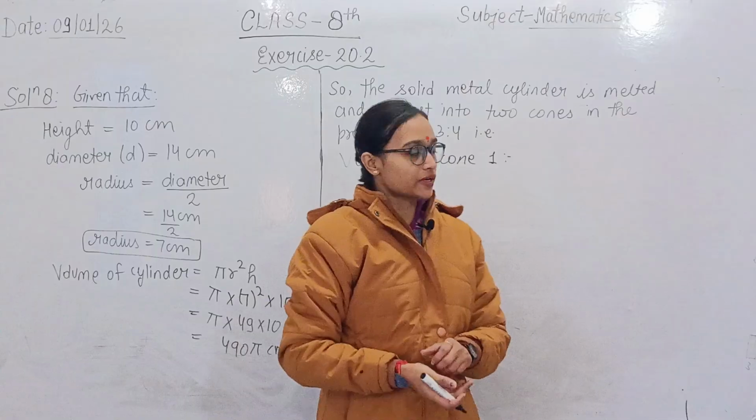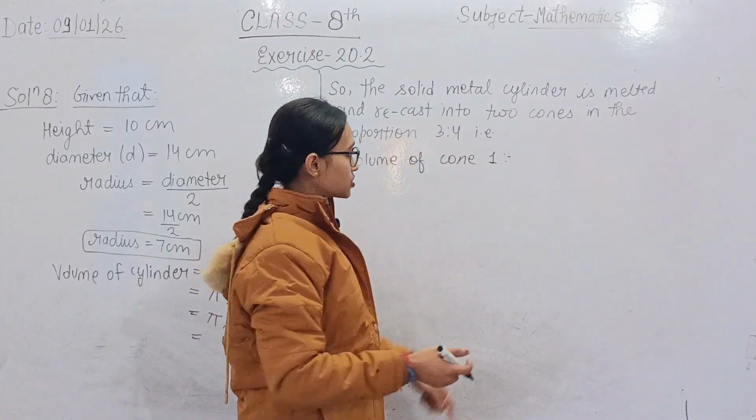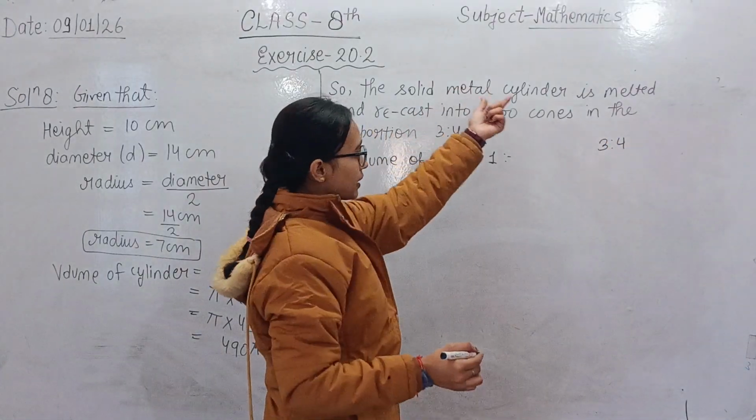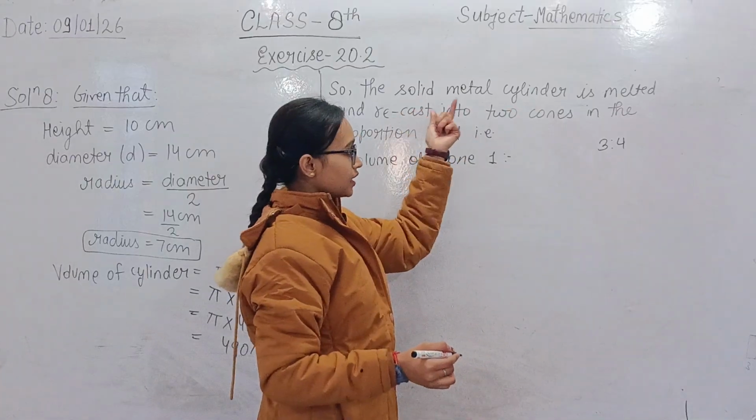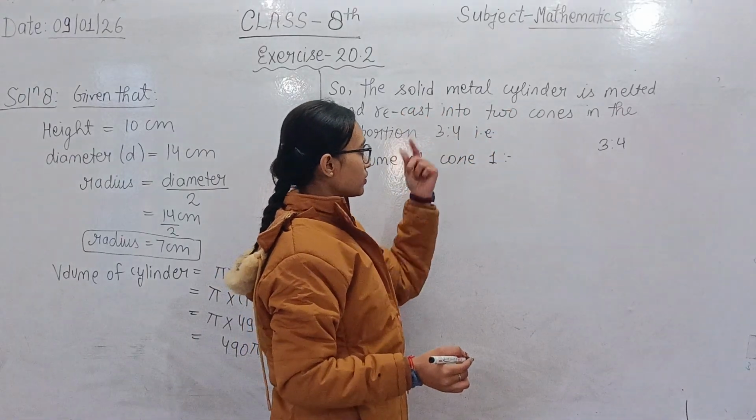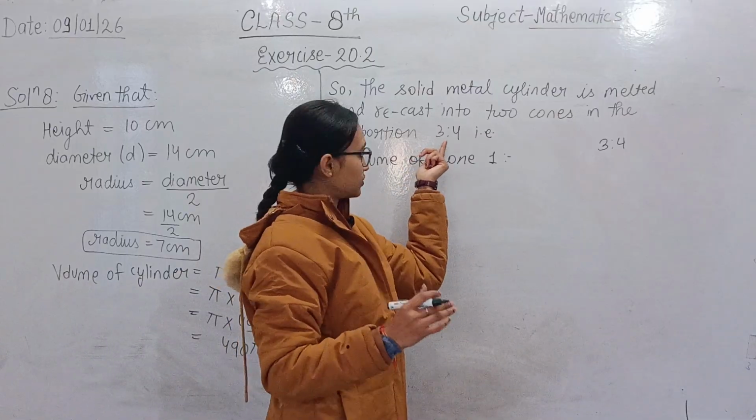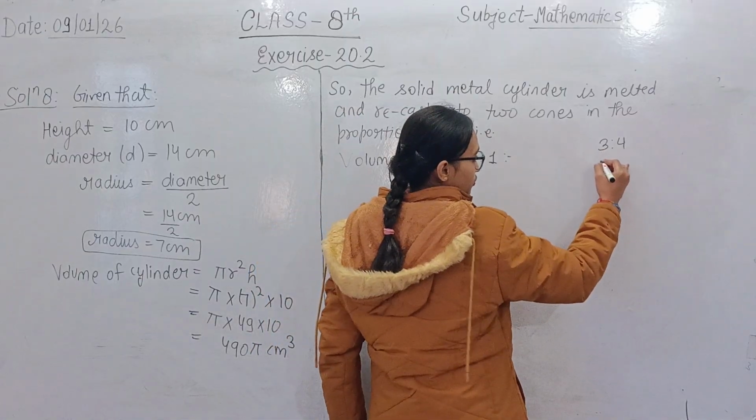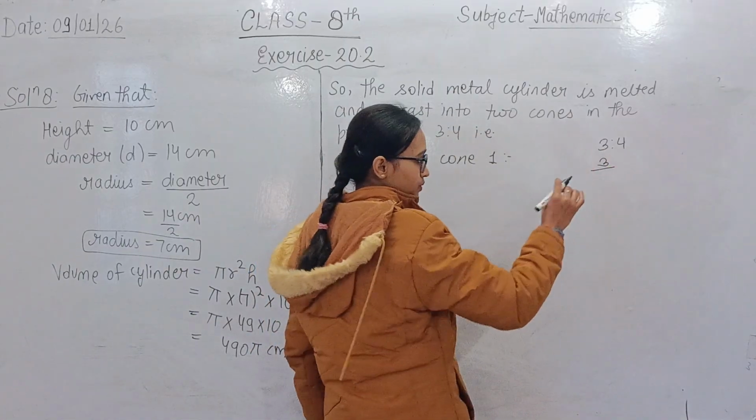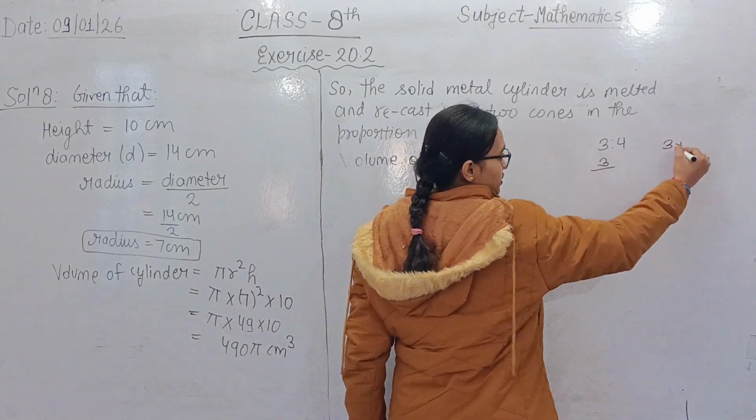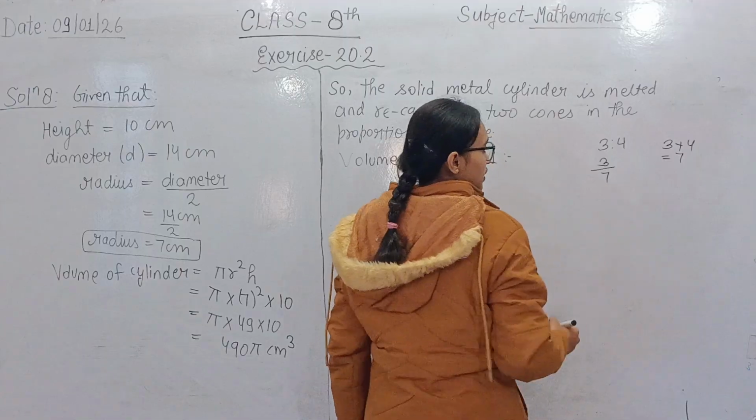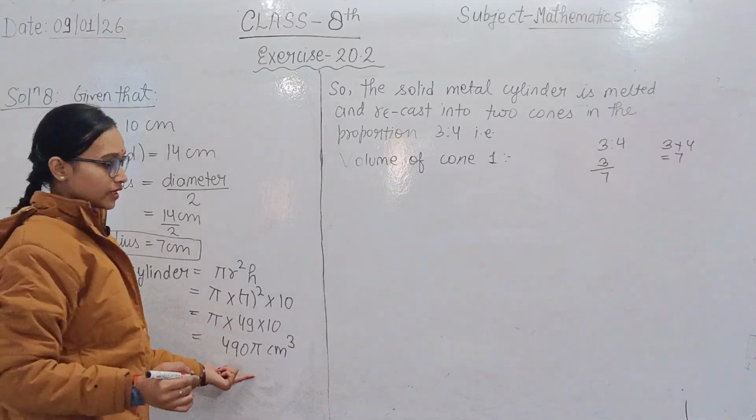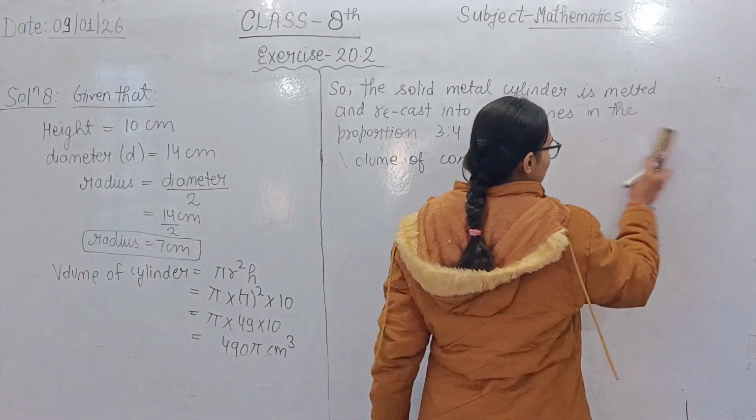In the previous classes, we have studied about ratio and proportion. So for example, it is given as 3:4. Means solid metal cylinder is melted and recast into two cones in the proportion 3:4. Means first cone is divided into 3 parts, and second cone is divided into 4. So 3:4. So firstly we will write the first term upon total. Total means 3 plus 4, that is 7, and then we will multiply it with the total volume of cylinder that we have calculated.